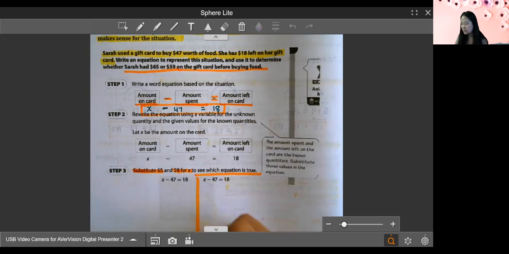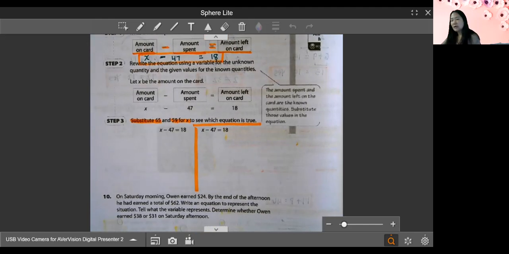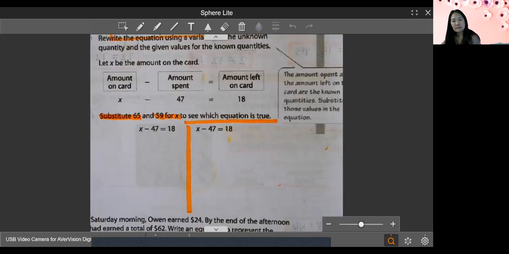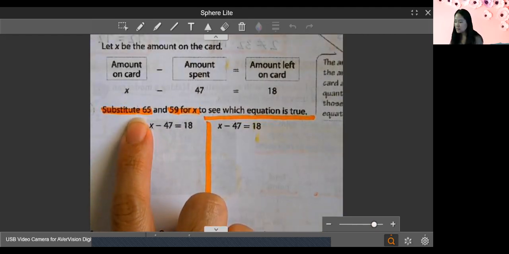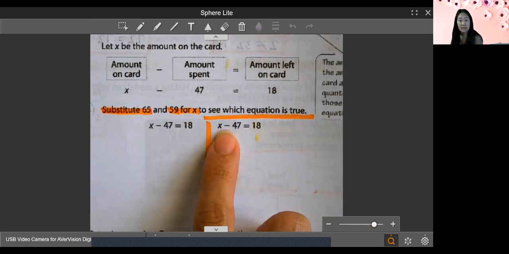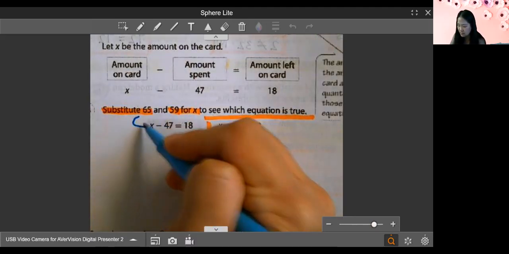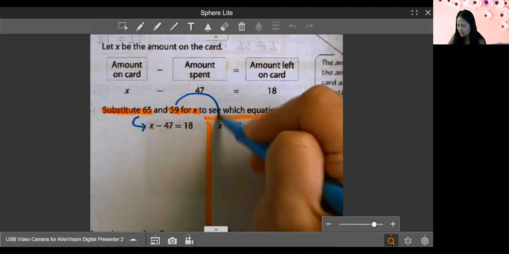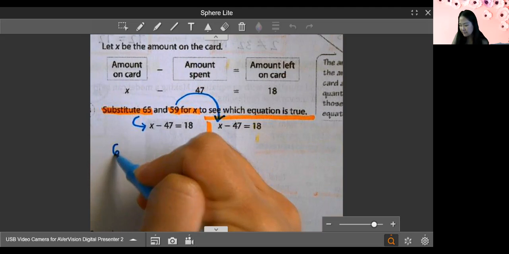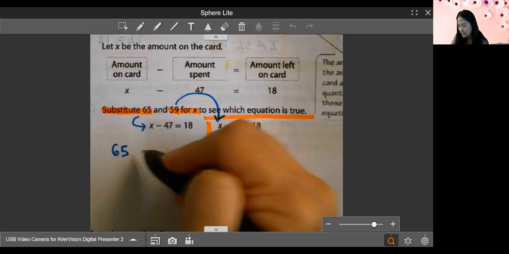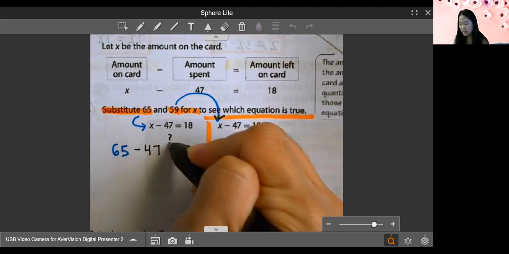So I have the same equation written twice here. For the first one, I am going to substitute 65 for X. And for the second one, I'm going to substitute 59 for X and see which is true, okay? So this one, I'm going to substitute it here. And this one, I'm going to substitute it right there. So here we go. 65 minus 47 equals 18. I'm going to put a question mark here.